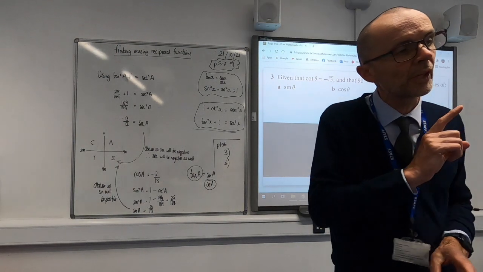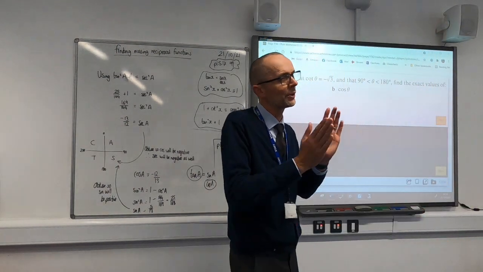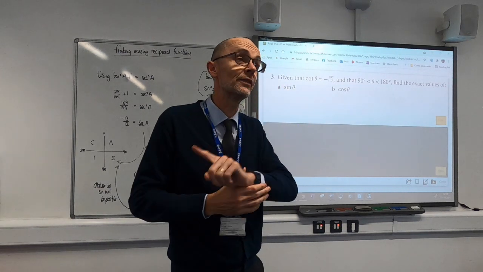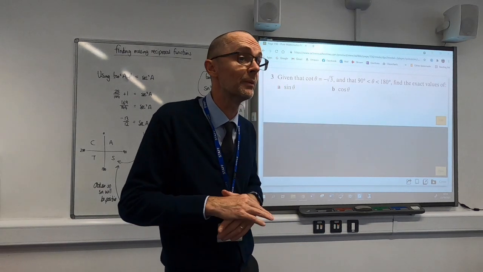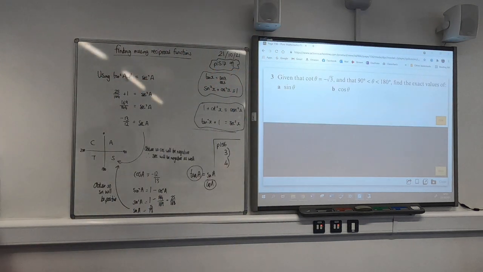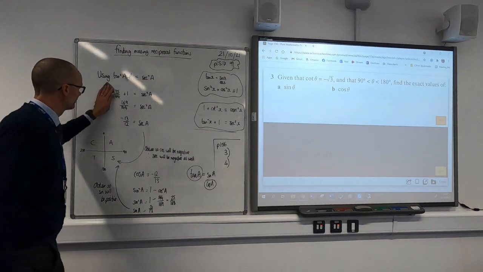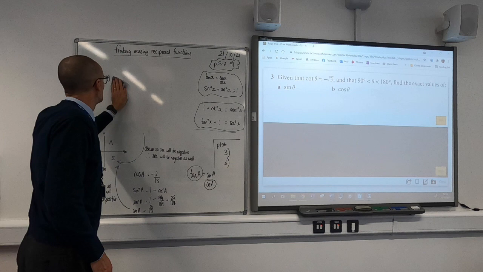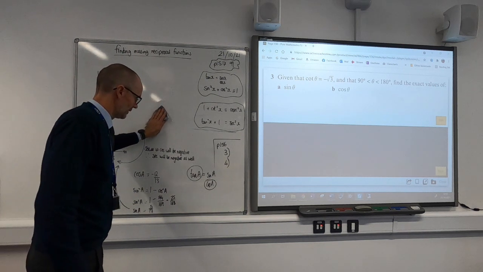So ignoring the minus, what's root 3 squared? 3. But a negative times a negative is always positive, so it's going to be plus 3. And of course your calculator would do that for you.